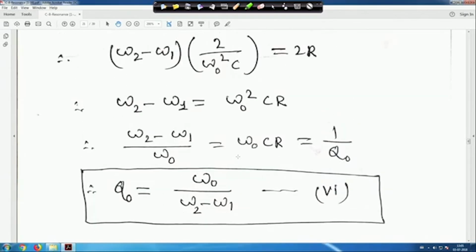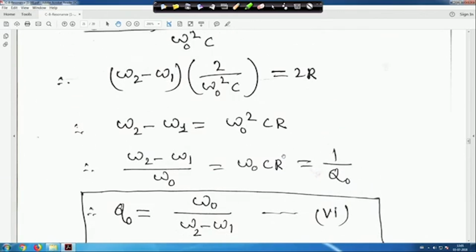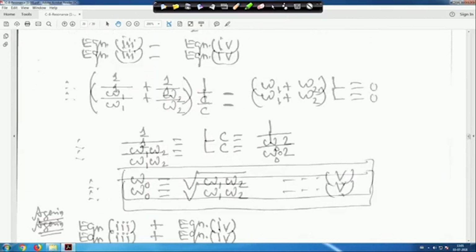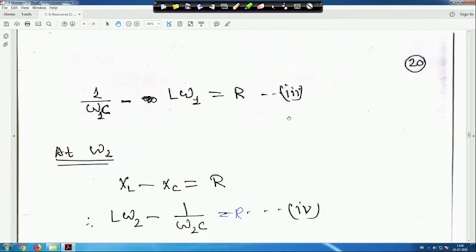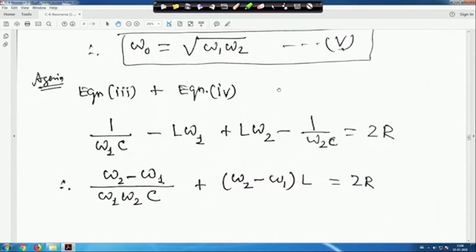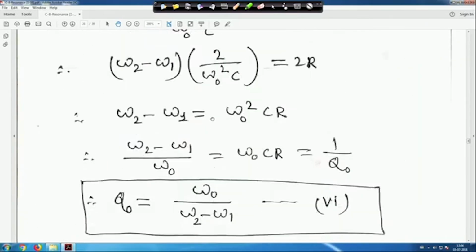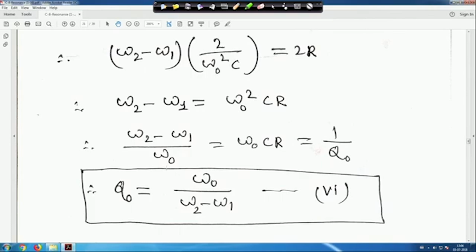These are certain things, very simple things. The only requirement is a little bit of understanding and mathematical exercise, but these are very simple. So that means we get this equation, that Q0 can also be written as omega 0 by BW, that is the bandwidth, and BW is equal to omega 2 minus omega 1. Thank you very much. We will be back again.